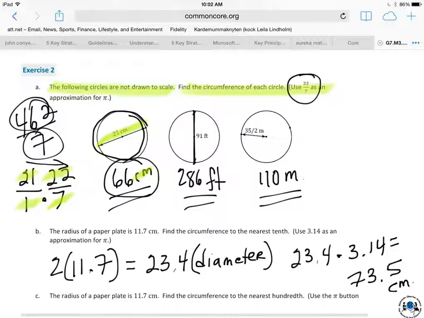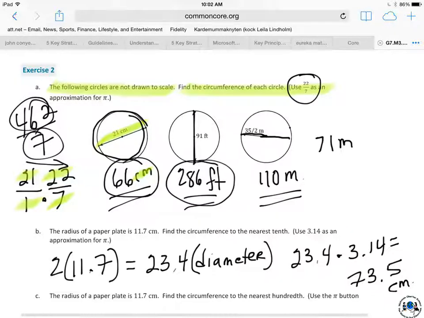And did all that and ended up with 286 feet. This one was a little bit trickier. You might have gotten tricked, but they are not showing you a line of diameter here. They're showing you a line of radius. So you had to go ahead and multiply that by 2, and that would have given you 71 meters.